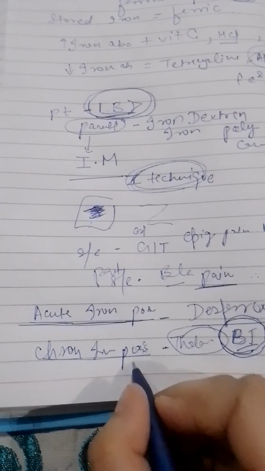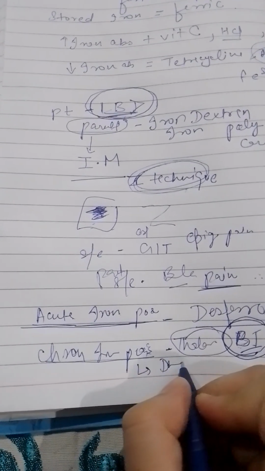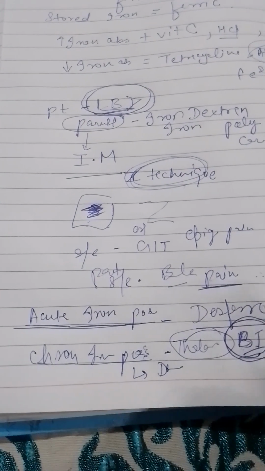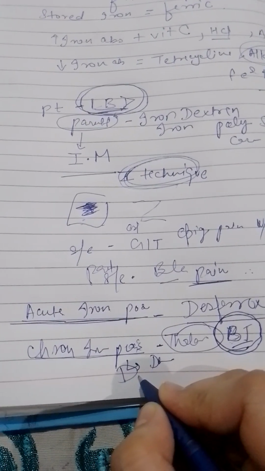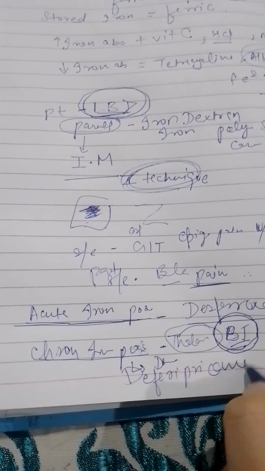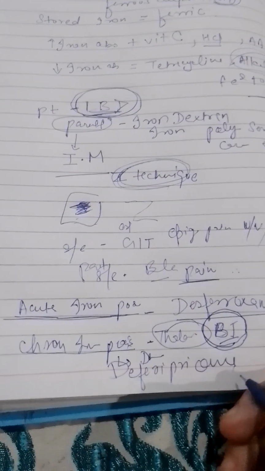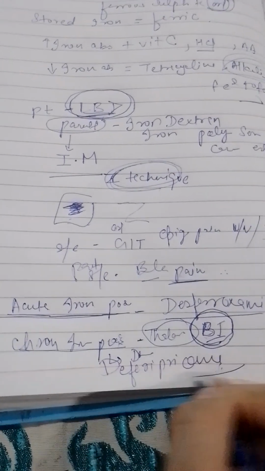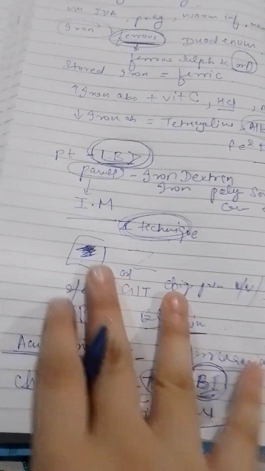So in that case, we can use desferoxamine again, and in resistant cases, we can use deferiprone. Okay, in resistant cases we can use deferiprone, which is in oral form. Now, this was about iron.